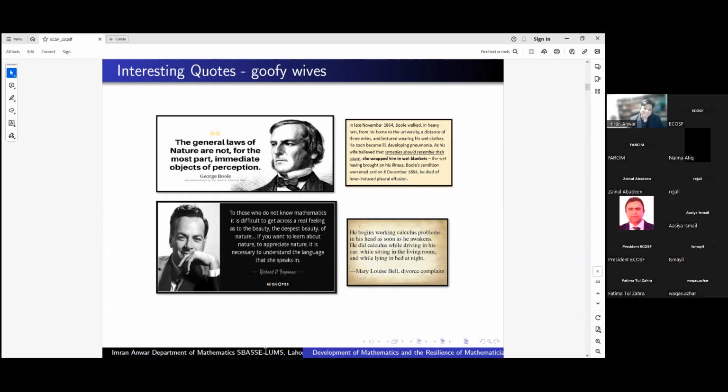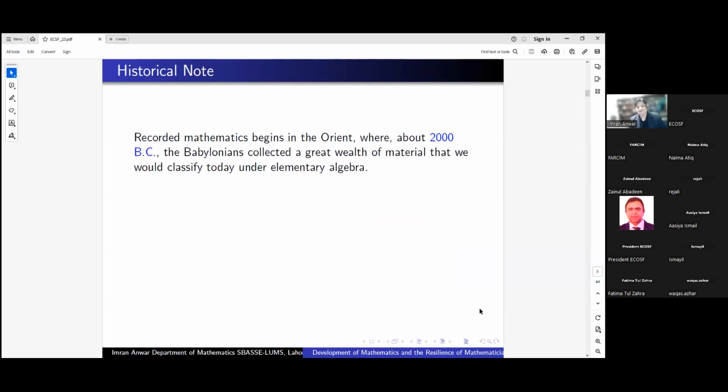Okay. So this is the important part. Their wives were not happy with mathematicians. One was not happy, and the other poor guy, who brought the logic of Aristotle into math, could not teach the logic to his wife, and his wife's logic killed him. Anyways, let's move to the historical note.